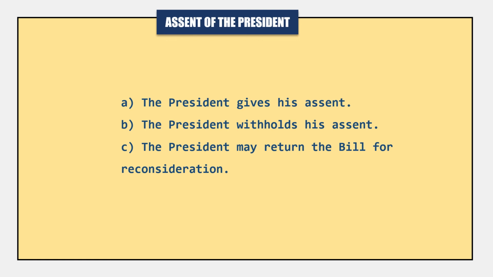C. The President may return the bill for reconsideration with or without amendments. If the bill is passed by both houses with or without amendments, the President is bound to give his assent to it.